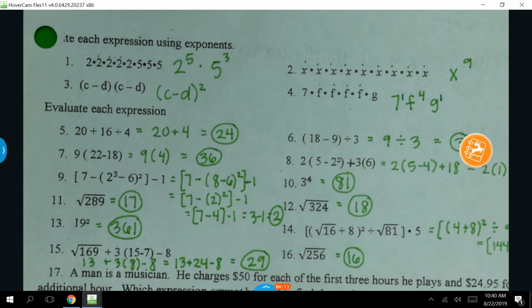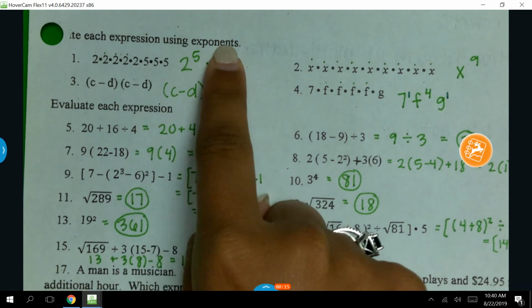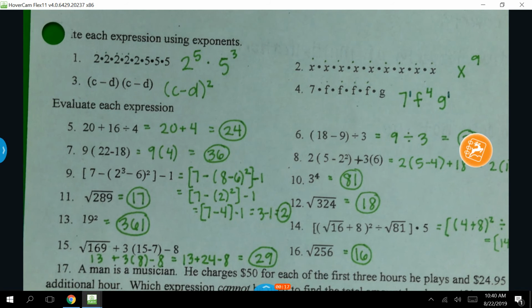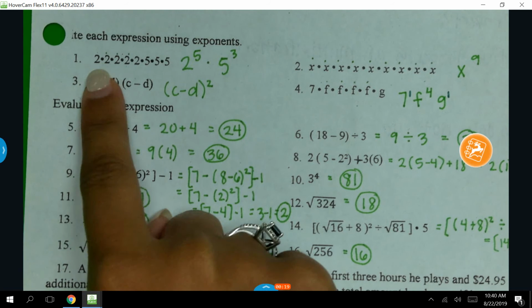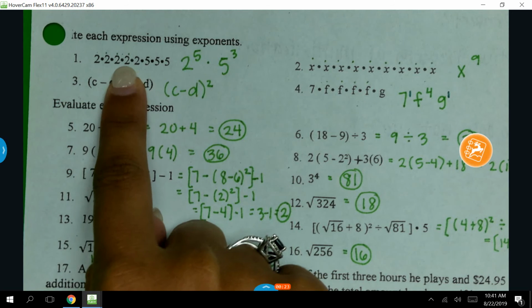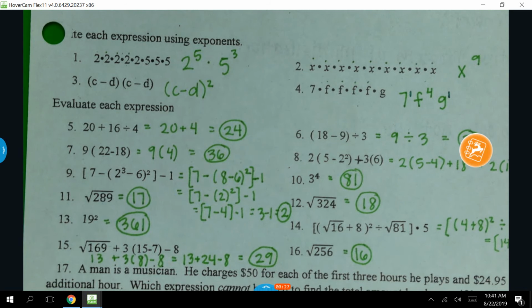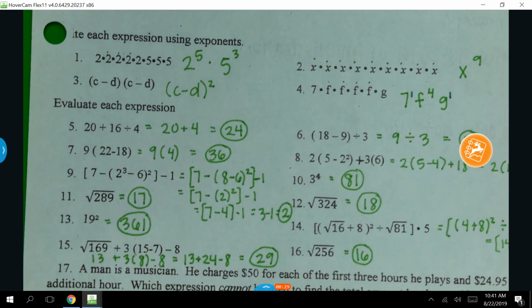So 1 through 4, you are writing each expression using exponents. So make sure you have those exponents. Your base is that 2, and then however many 2's you have, that's your exponent. So you should have 2 to the 5th times 5 to the 3rd. If you didn't put a multiplication sign there, you just put them right next to each other, that's fine. Or if you put them in parentheses, any of that. Okay. Number 2, you should have 9 of those x's, so x to the 9th power.